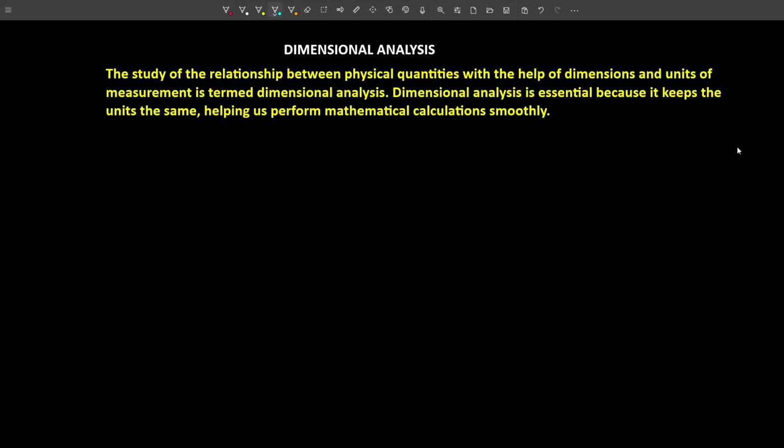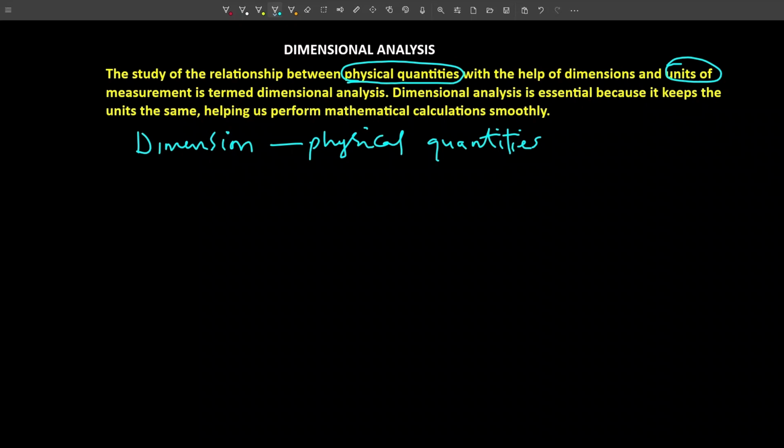Dimensional analysis shows the relationship between the physical quantity and units of measurement. In the previous video, we talked about dimensions of various physical quantities, and I explained that dimension shows the relationship between physical quantities. In this video, we're talking about dimensional analysis, how to solve problems on dimensional analysis, and also see the application and the limitations of dimensional analysis.